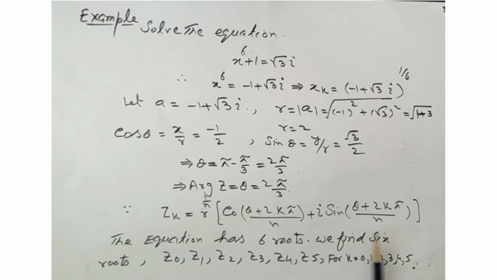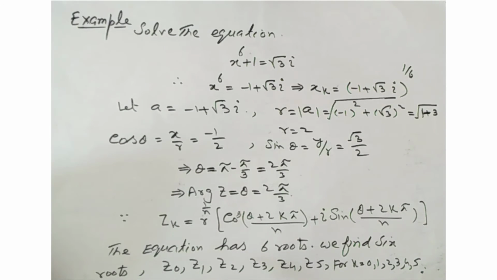Now this is again the general formula to find the roots of the equation. So here we put r equal to 2, n equal to 6, and theta equal to 2 pi by 3. The equation has 6 roots. Find the 6 roots.